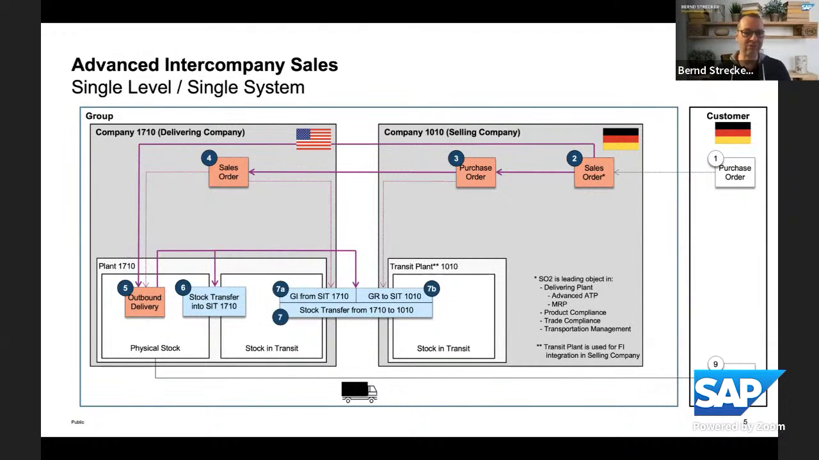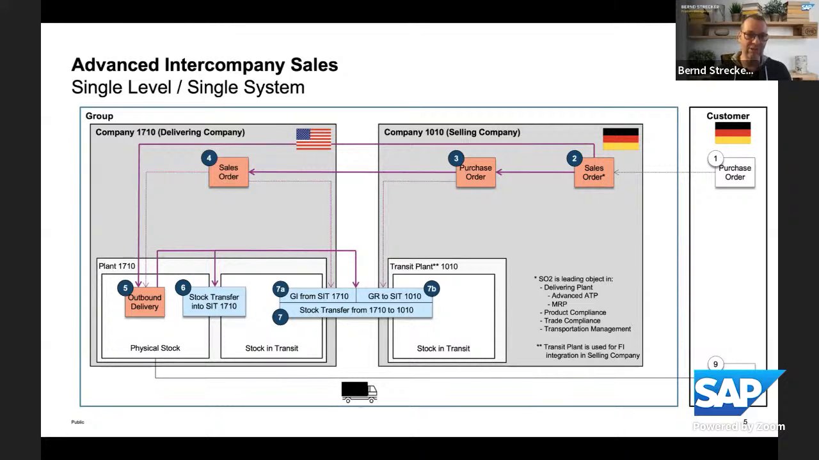After the goods are transferred from the delivering company to the selling company, based on Incoterms, it could be, for example, the New York harbor, or could also be the Hamburg harbor. Then the goods movements 7A and 7B are triggered automatically by the system. To have this done automatically, we have established new fields in the outbound delivery header. These are the transfer of control dates.